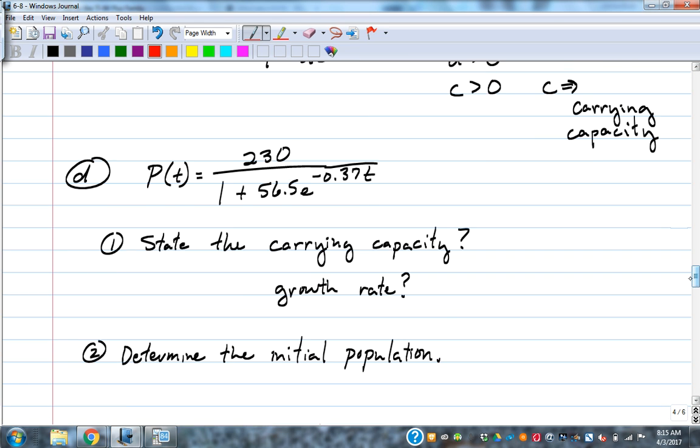All right, so here are some of the questions they might ask. They give you the equation, P of T equals 230 over 1 plus 56.5 e to the negative 0.37 t. So 230 over 1 plus 56.5 e to the negative 0.37 t is our equation.